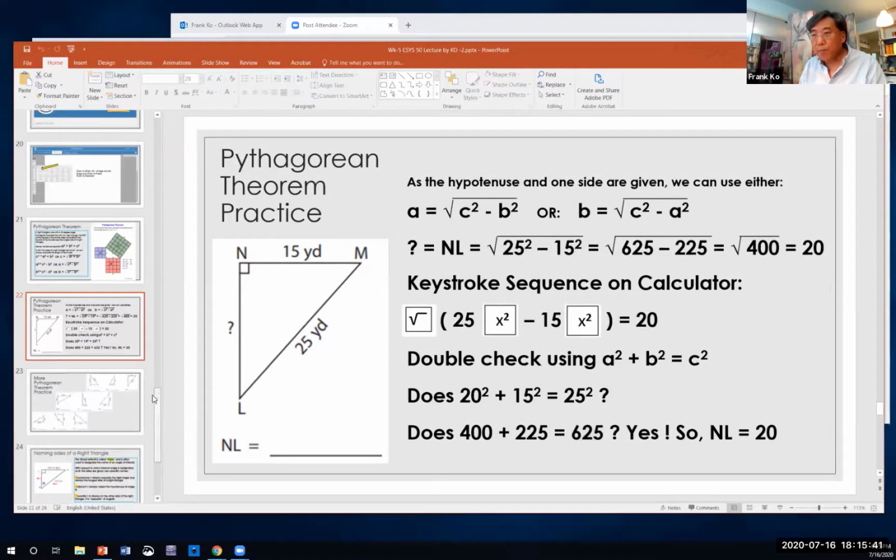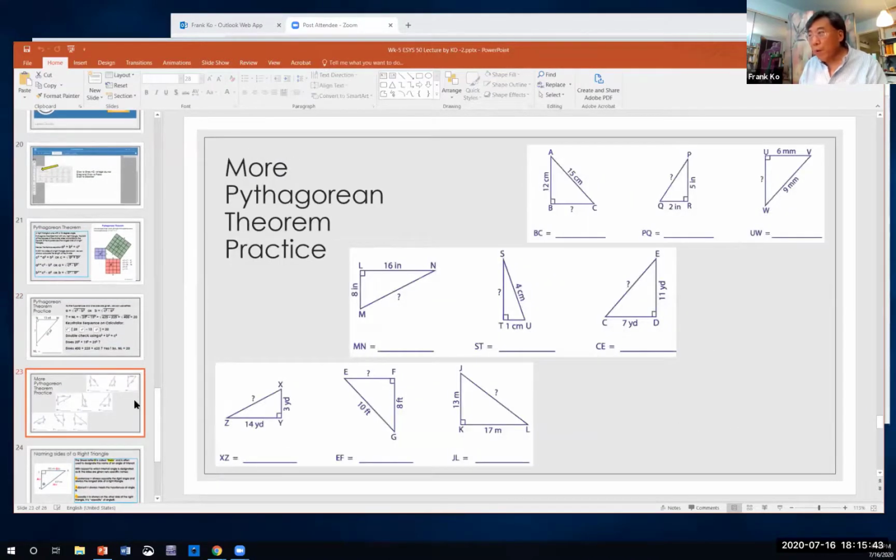Next slide. Guess what? You get to practice. Everybody work on the first one right now. I'm looking for side BC, the very first set of triangles at the top. I'm looking for side B to C. What is given? What is not given? Work on that. And then I'm going to ask for you all to show me your calculators.